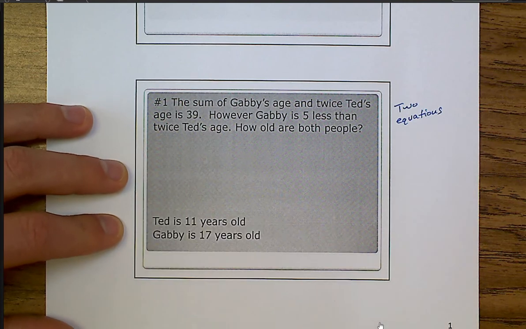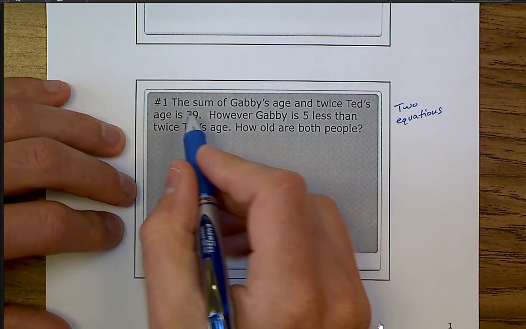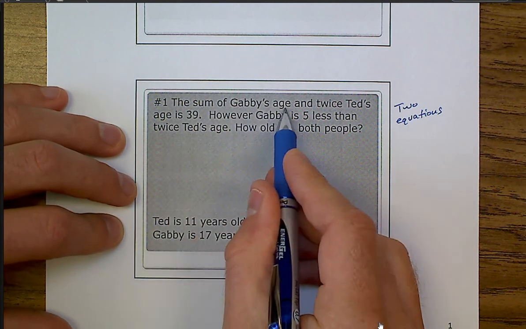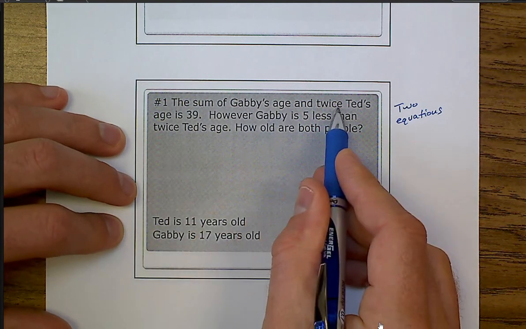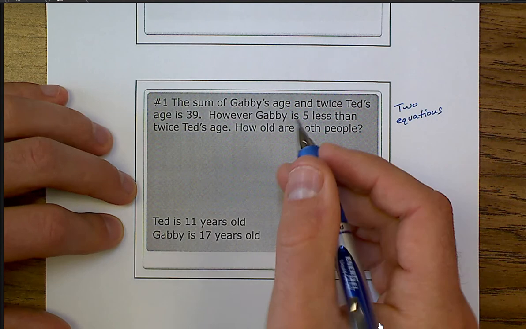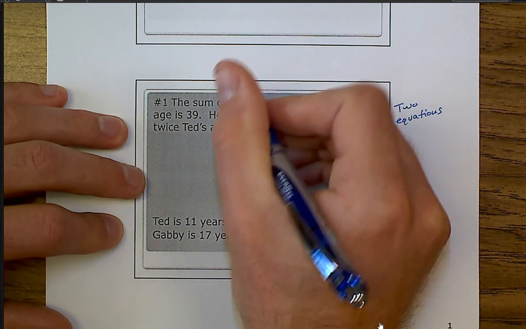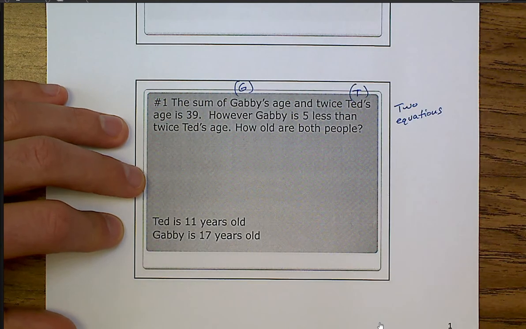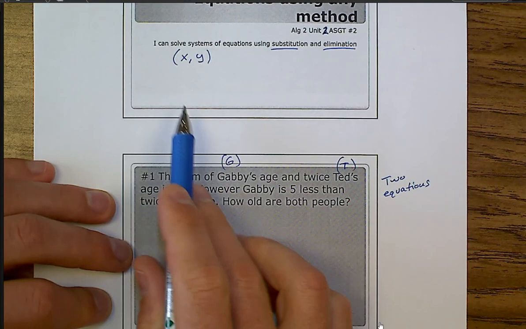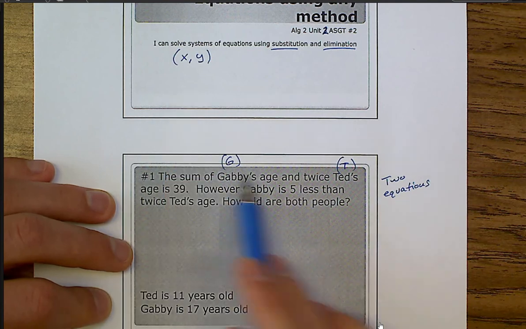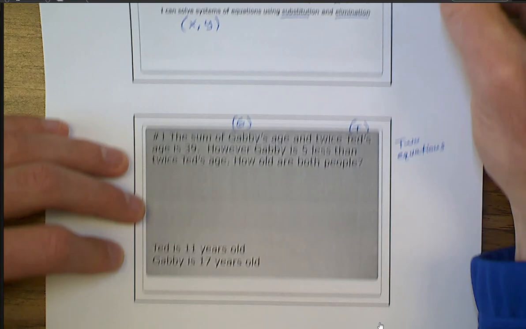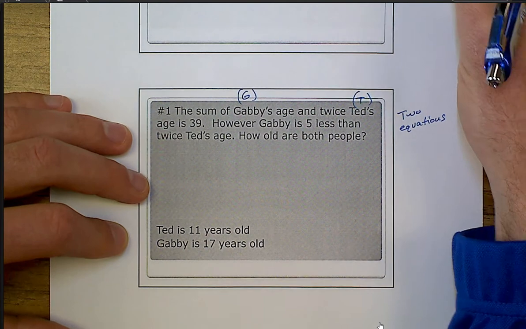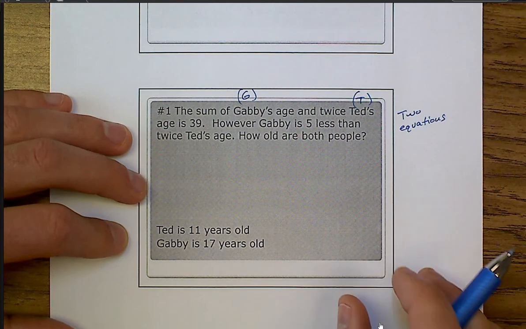Okay, so let's read the first sentence. The sum of Gabby's age and twice Ted's age is 39. So obviously I'm going to use G for Gabby, okay, and I'm going to use T for Ted. Those are going to be my two variables. You can use X and Y if you would like to use X and Y. You know, if you said X is Gabby and Y is Ted, I like to use, whatever situation I'm dealing with, people's names, cars and trucks, whatever it is, you like to use those variables.